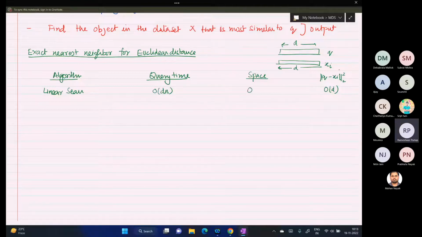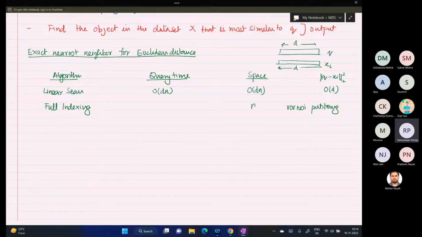And the space will again be order dn because we need to have access to all the points. Another kind of approach; there are multiple approaches, but I'm just stating two possible straightforward approaches. Another approach is indexing. Here we do some sophisticated partition of space, via Voronoi partition. I'm just stating the term, I'll not go into detail. Using it we can design a sophisticated data structure so that our query time is faster.